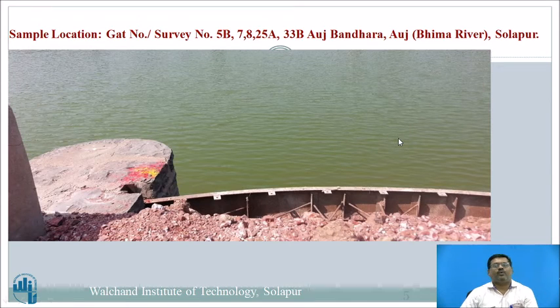Now, this is the sample location, where the photograph is taken. The sample locations are gut number or survey number 5B, 7, 8, 25 and 33. 5 locations are selected near Aus Bandara, which is one of the locations on the Bhima River, and 5 samples of sand were collected. Right now, seasonally there is water also.